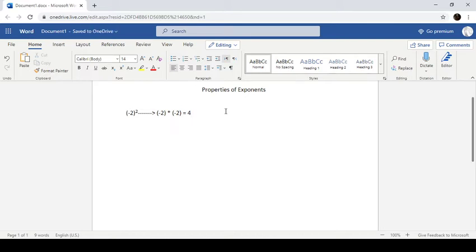So, let's ask ourselves this question. x times x. What does this give us? Well, if we remember, anything times itself, like we have up here, -2 times -2, gives us a power. It gives us an exponent. So, exponents count how many times we're multiplying something by itself. So if we have x times x, it's multiplying by itself twice. That means that we have x squared.